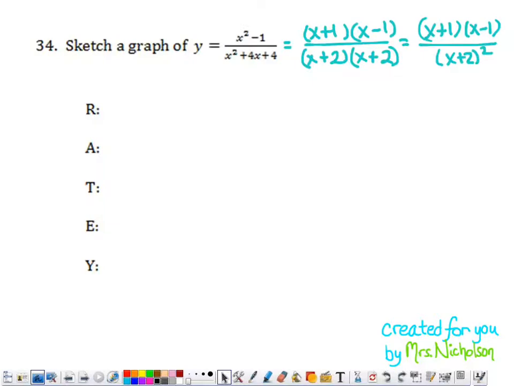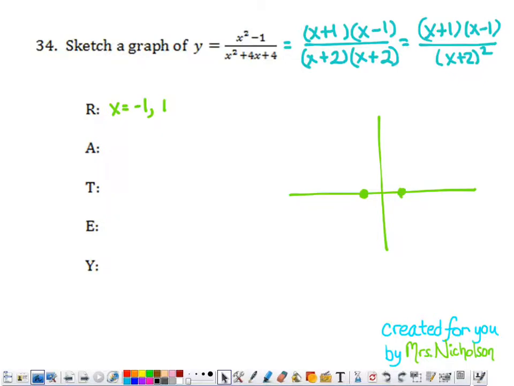So let's go over to start with roots. Our roots are wherever the numerator is equal to 0. That's going to give us our zeros of the graph. And so my numerator is going to be 0 at -1 and at +1, because those are the numbers that make those two factors equal to 0. So I'm going to go ahead and start my graph over here. And I'm going to put a 0 here at +1 and a 0 at -1.